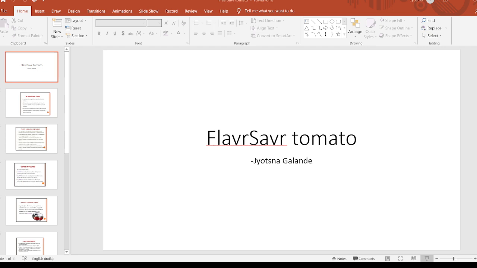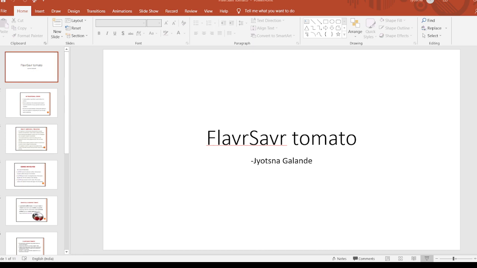Now we will see how the FlavrSavr crop, which is a genetically modified plant, is developed. What are the characteristics of this FlavrSavr tomato? In a normal tomato the shelf life is up to 1 week. After 1 week you will find that it gets soft or it may spoil. This genetically modified tomato, the FlavrSavr tomato, has a longer shelf life compared to the normal tomato, and keep in mind, this is the first commercially available genetically modified food.